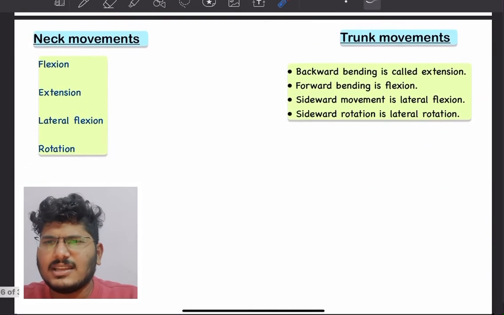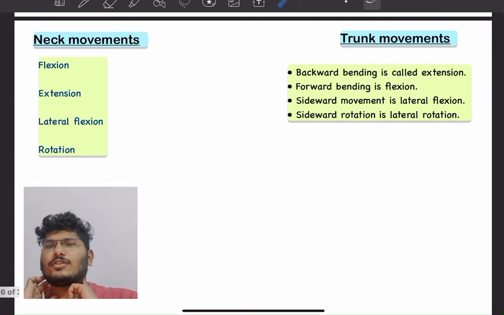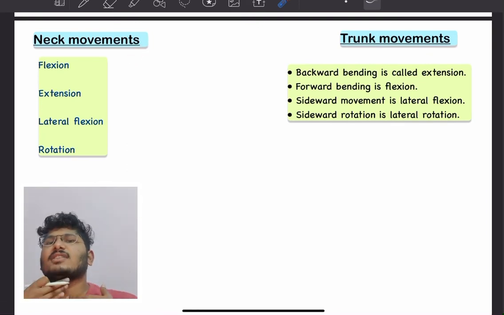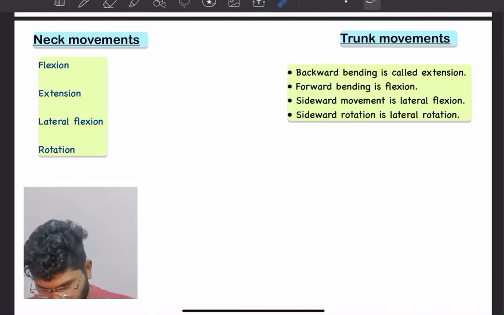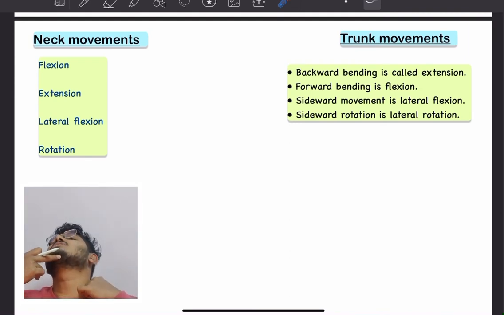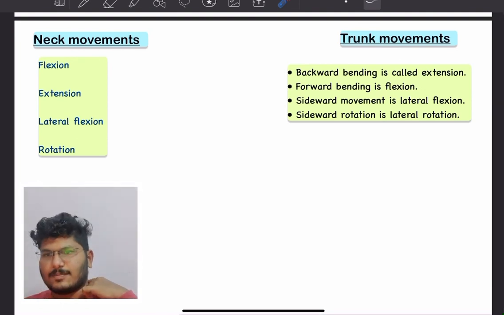Next, similarly in the neck we have a few movements, like flexion. So these are the articular surfaces of the neck. If this angle is decreasing, this is called flexion of the neck. And if this angle between the two surfaces is increasing like this, it is called extension of the neck. This is called flexion of my neck.